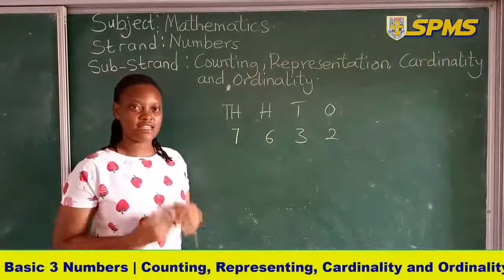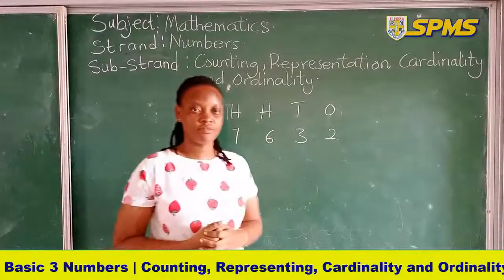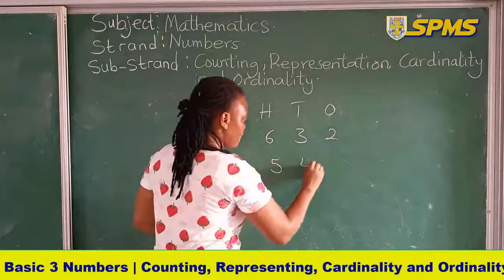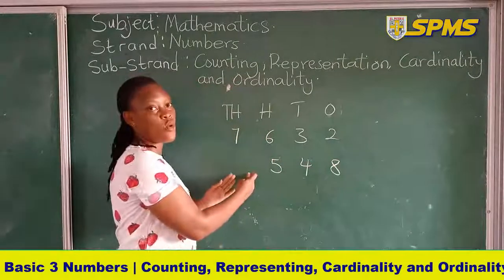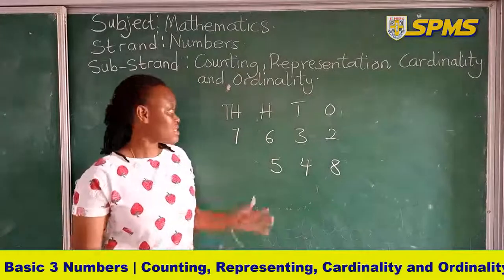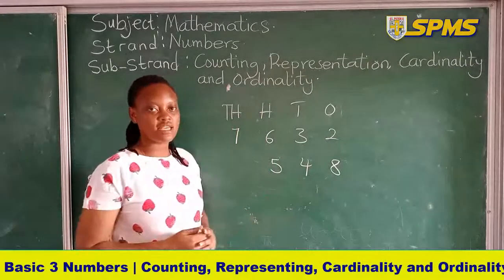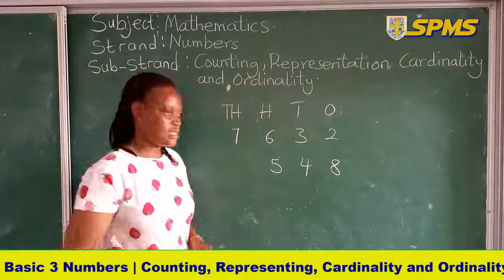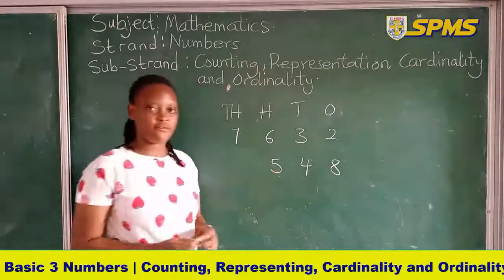Then the 7 is under the thousands column, so it becomes 7,000. Then I have another number, 5, 4, 8. You realize that with this number, there's no digit under the thousands column. It is starting from the hundreds, because it is made up of 3 digit numbers. So the ones, we have the 8, the tens comes as 4, and then the hundreds, we have the 5.